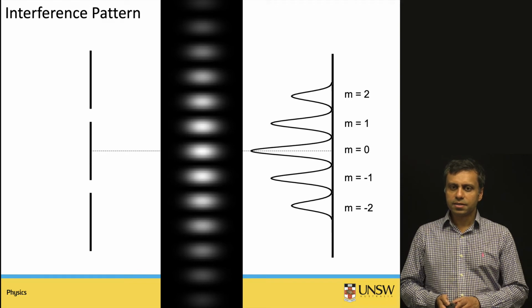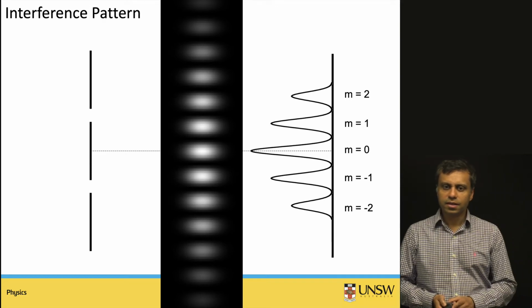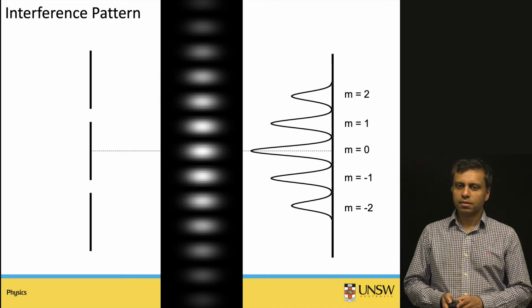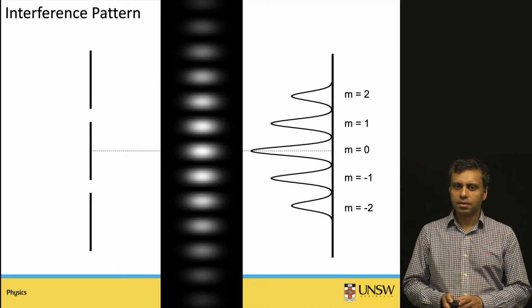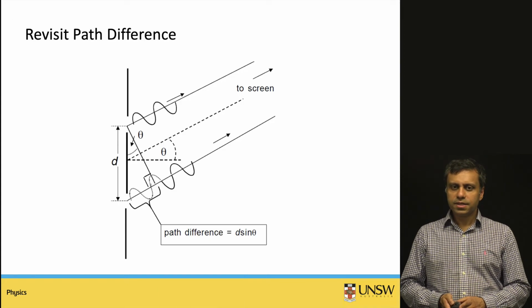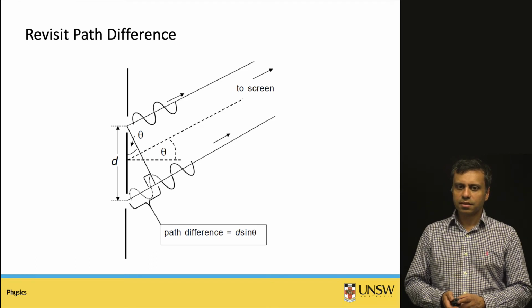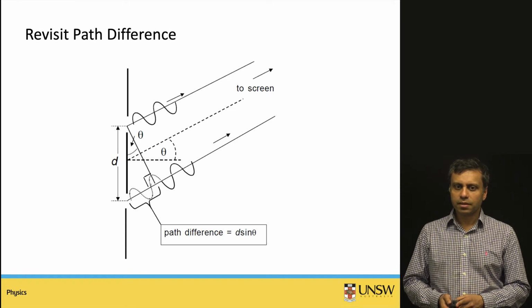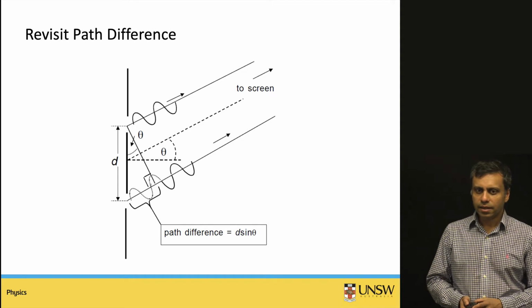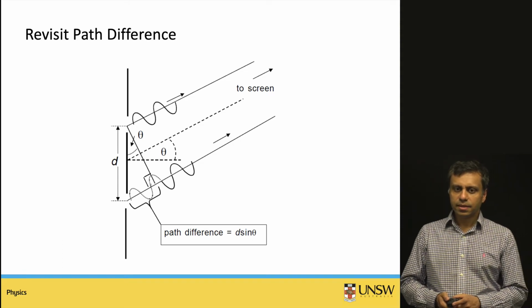You have higher intensities at the m values, and very low intensity, the dark spots, in between these bright spots. And let us revisit the path difference. So this shows two light rays from the two slits, and the slits are separated by a distance d.